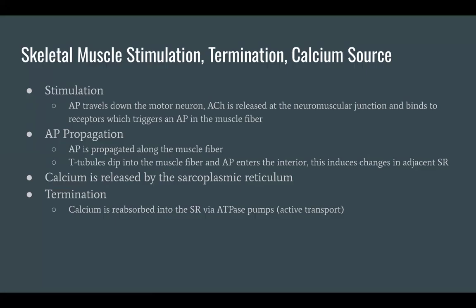This also induces changes in adjacent sarcoplasmic reticulums, so it just spreads faster. Calcium is released by the sarcoplasmic reticulum. Then to terminate this signal, calcium will be reabsorbed back into the SR using ATPase pumps, so using active transport.